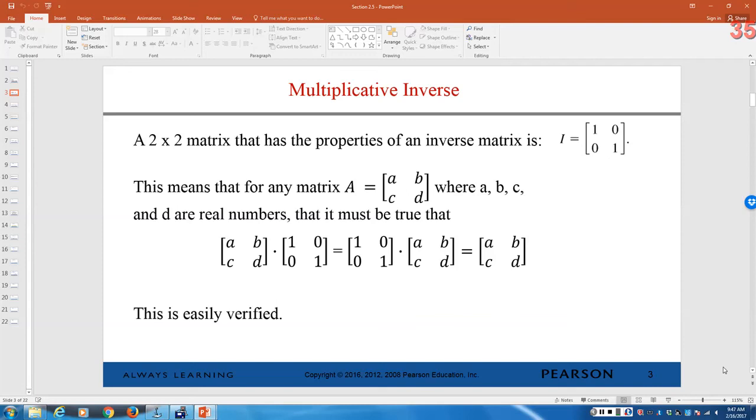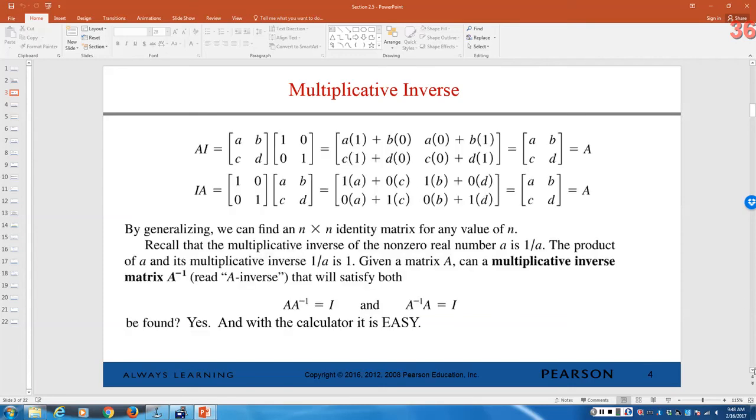So for a 2 by 2 matrix, the identity matrix is 1, 0, 0, 1. And that means that for any matrix A, B, C, D, where A, B, C, and D are numbers, it must be true that A, B, C, D times 1, 0, 0, 1, the identity matrix, is the same as the identity matrix times the original matrix. And we're not going to worry about verifying it. Even though it says it's easily verified, we don't care.